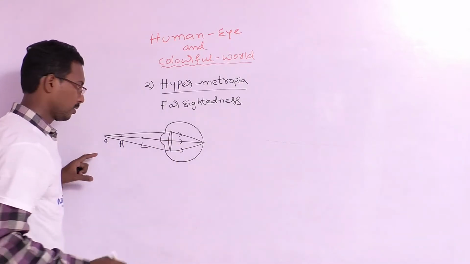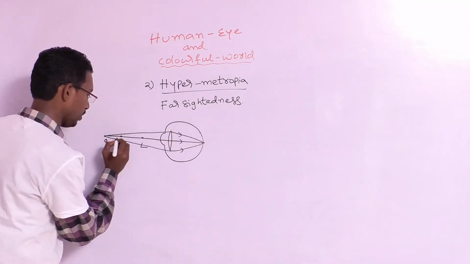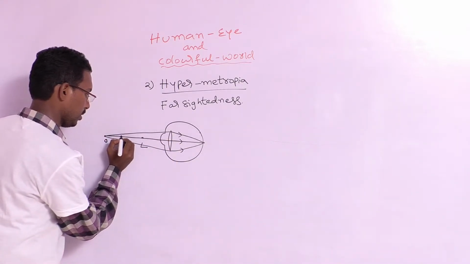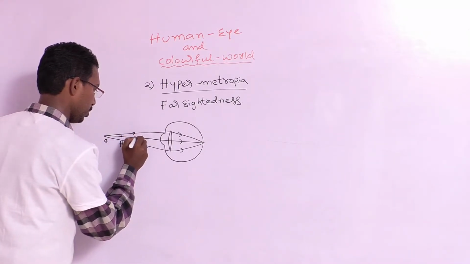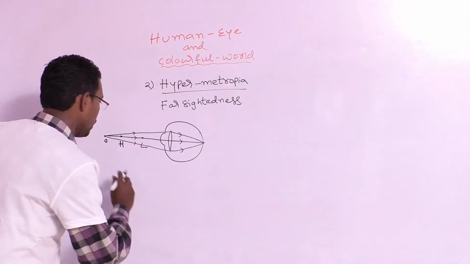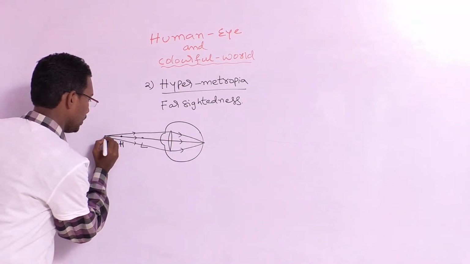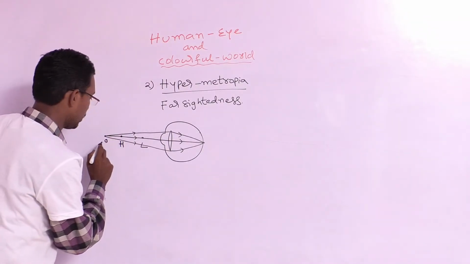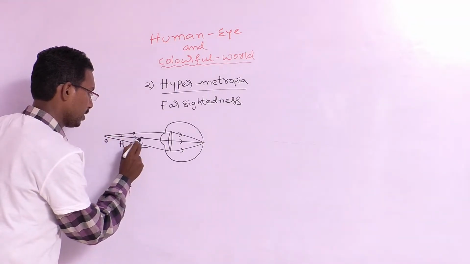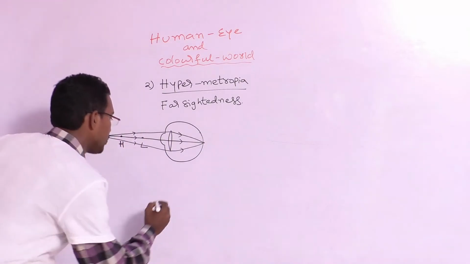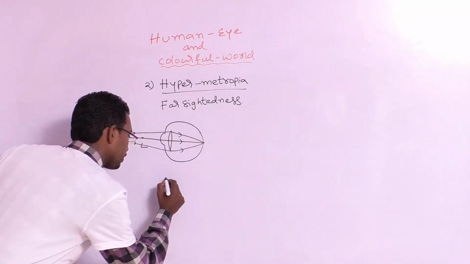Clear? So only the person can see objects which are beyond H. I hope the point is clear. So if the object is at H or in between H and L, no clear image will be formed on the retina.